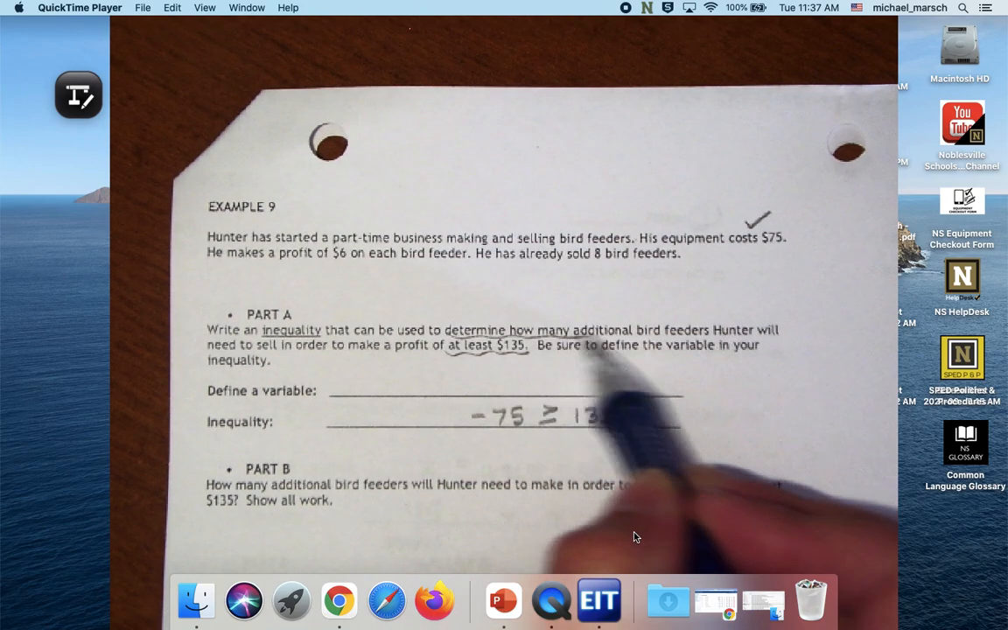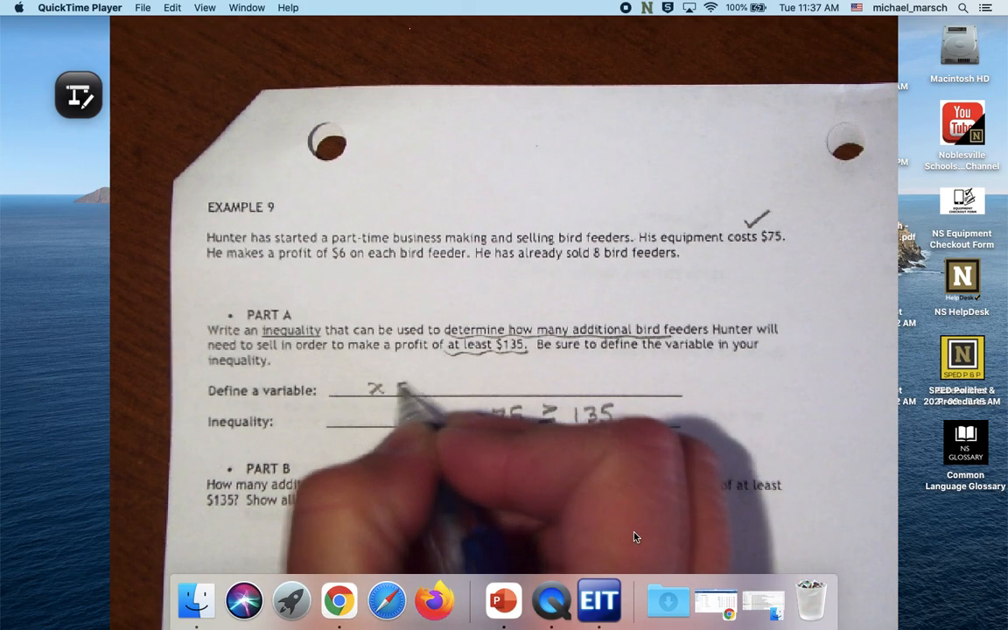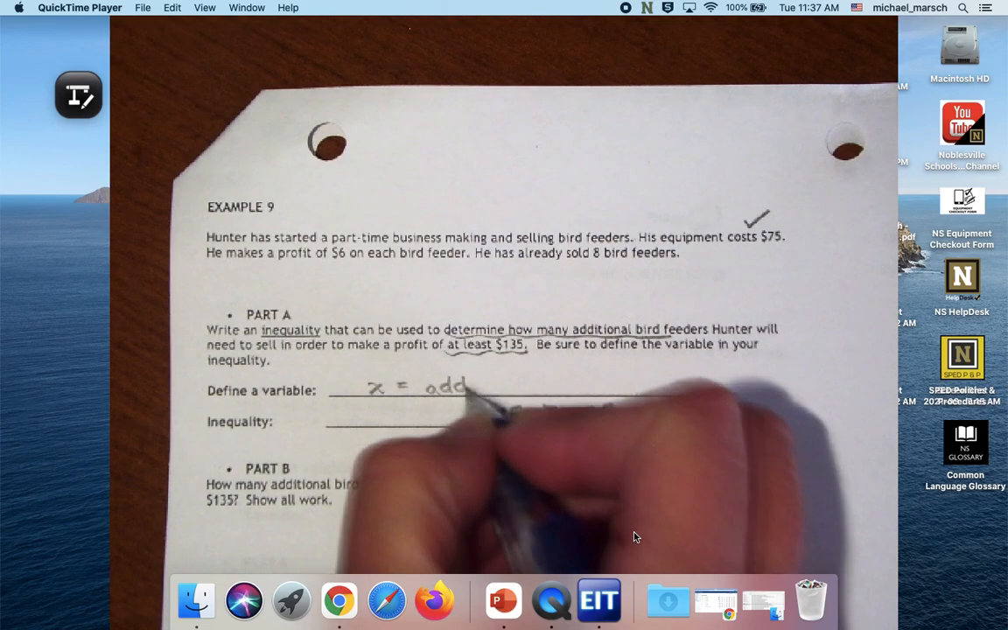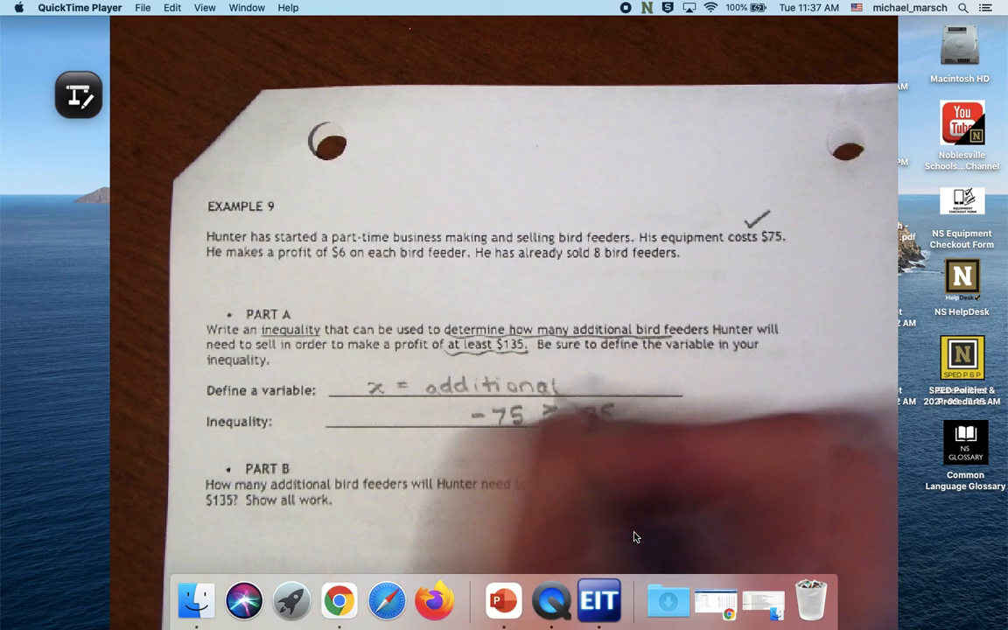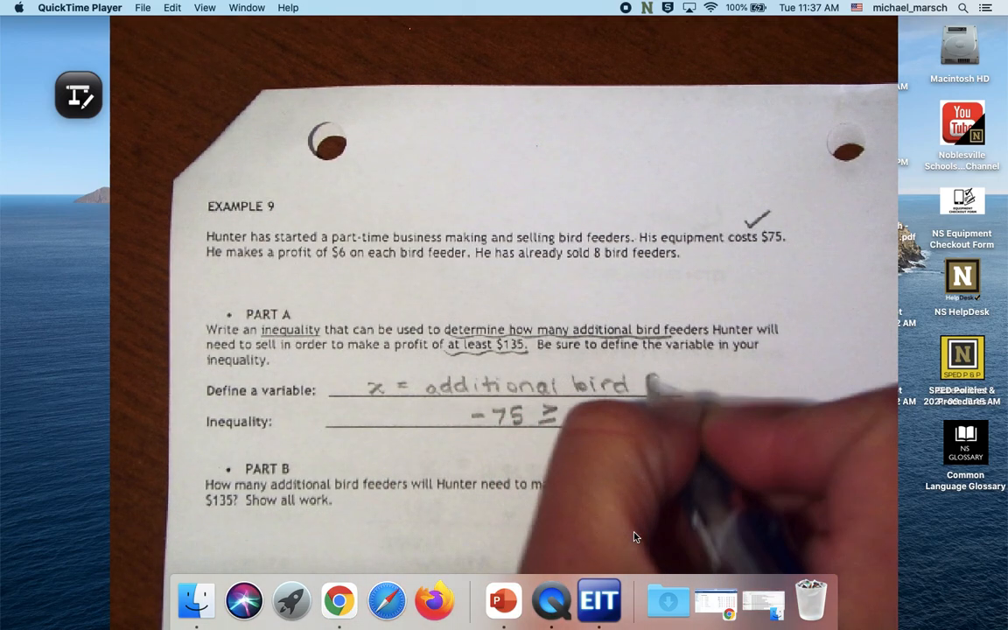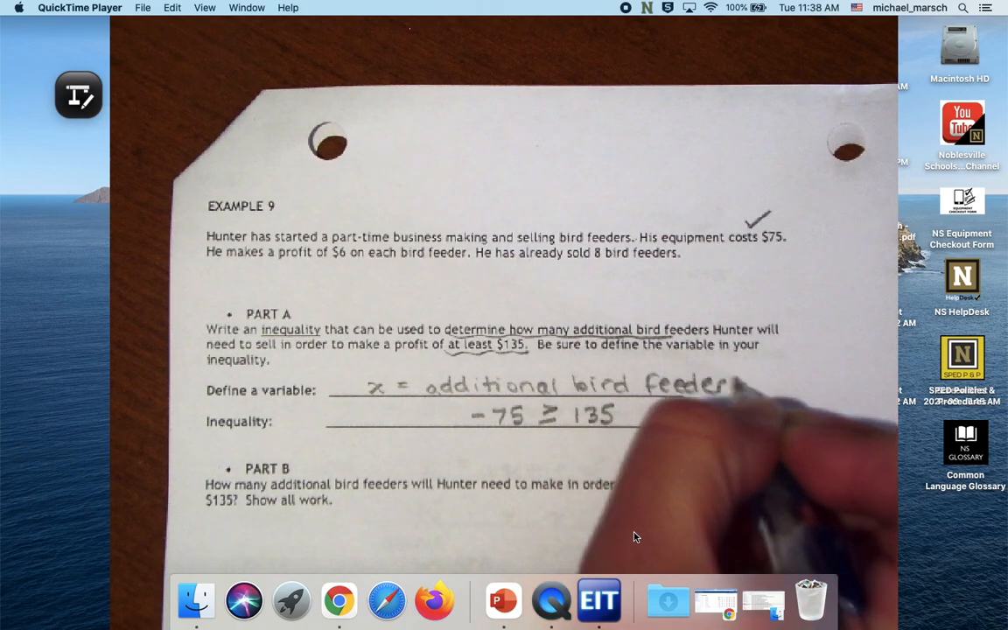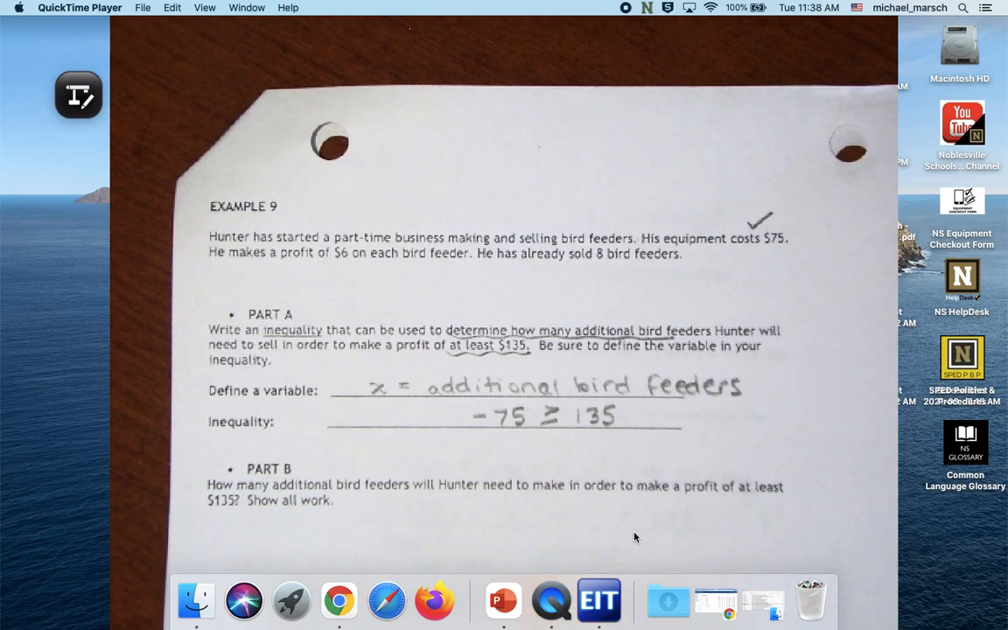Determine how many additional bird feeders. So our variable is going to be additional bird feeders. Let me write this down, then I'll let Jackson back in. Okay, so what else am I missing here? What else am I missing from this entire inequality?